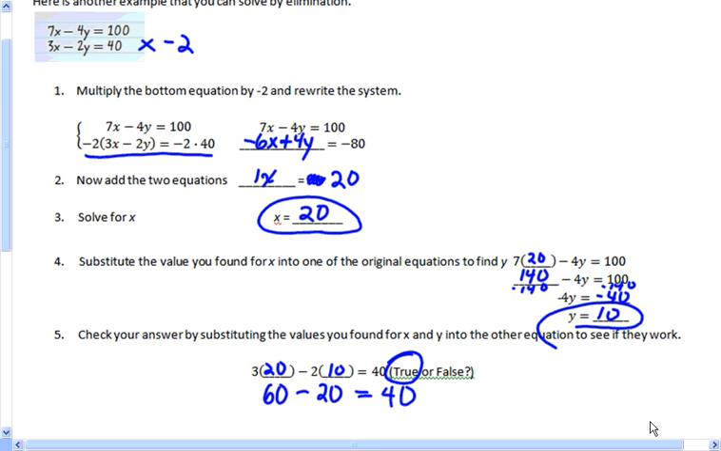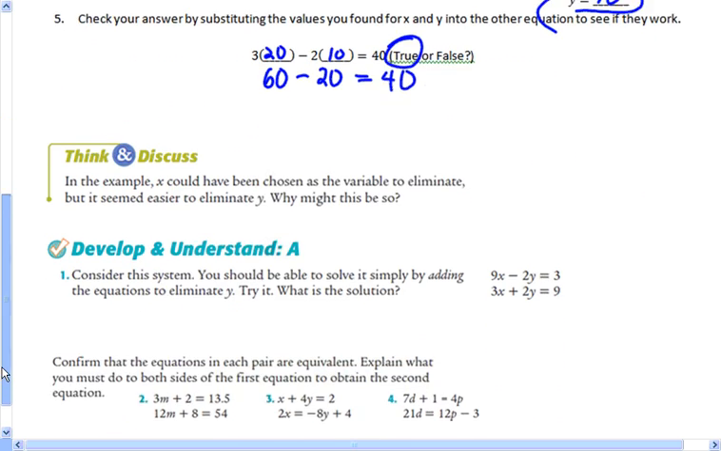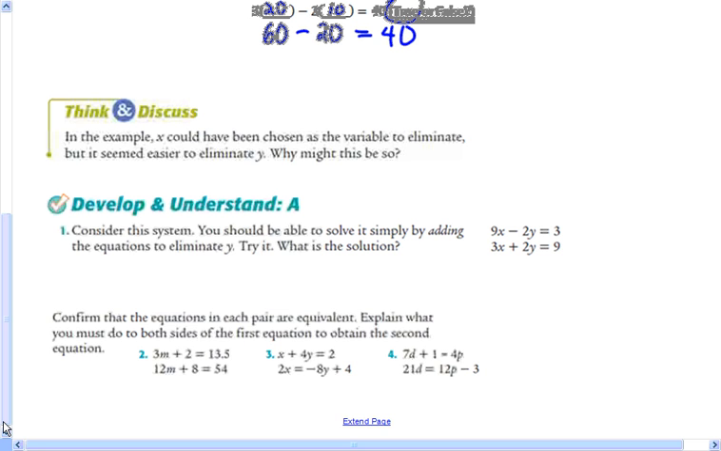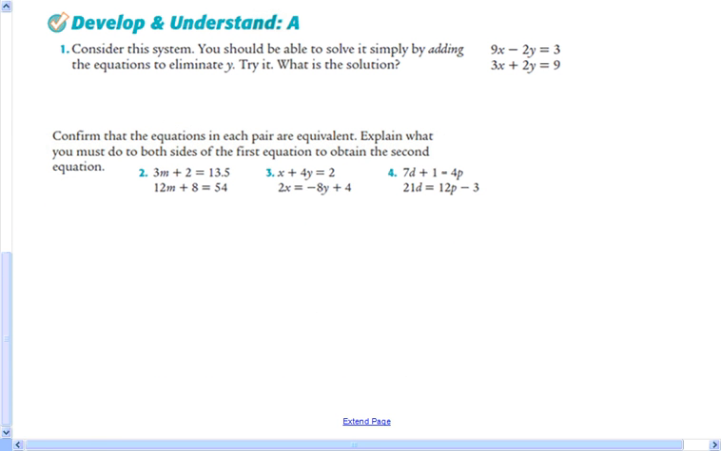All right, we can do one more problem. So here we have a system. We can solve this one simply by adding the equations. And I'm going to let you do that one. And then in these equations, we can do that one, class.